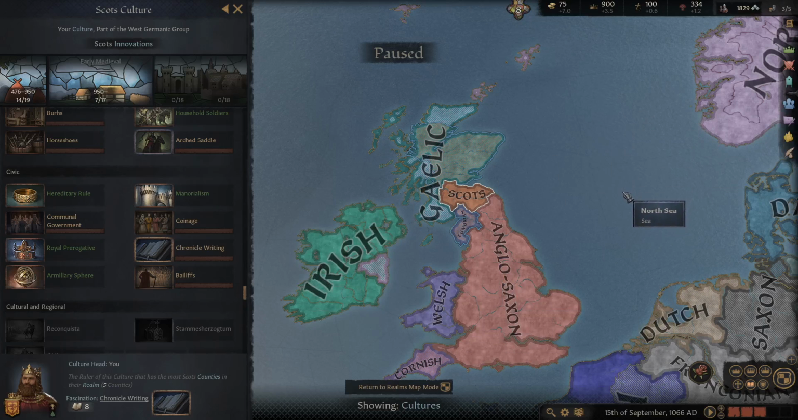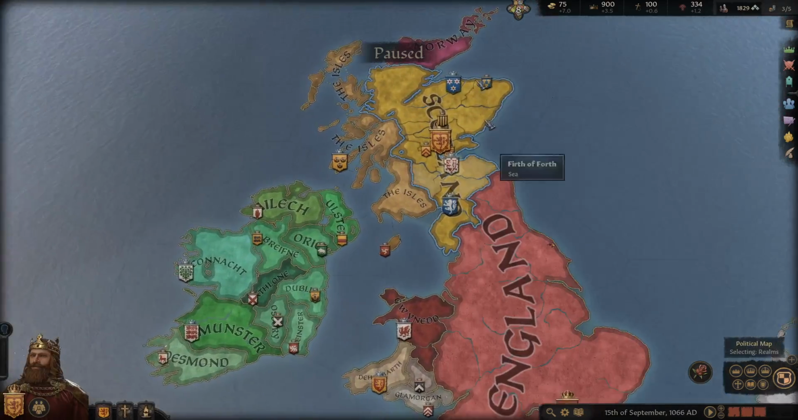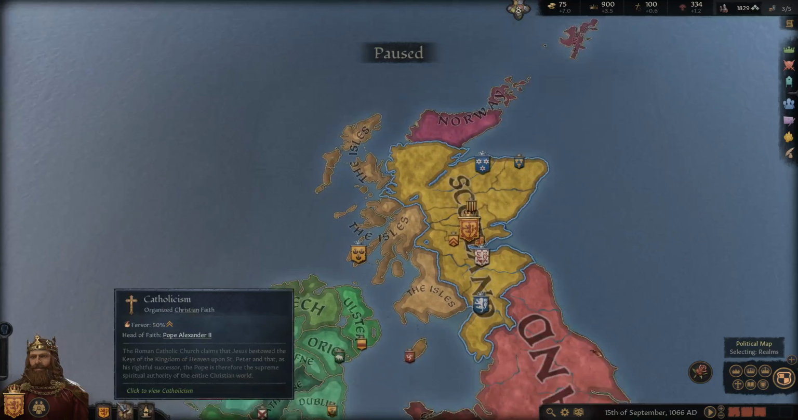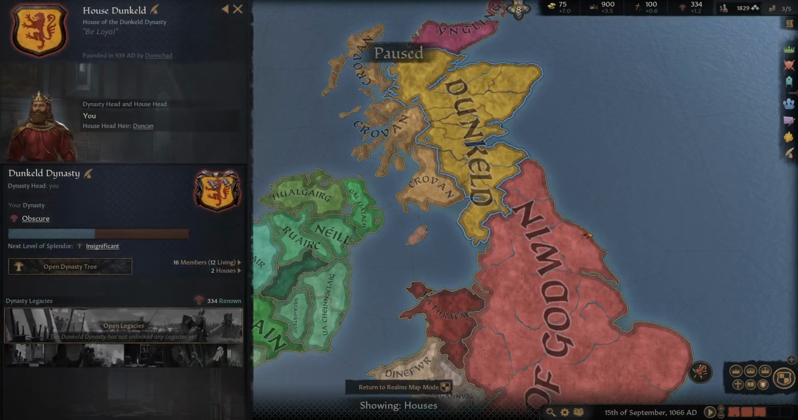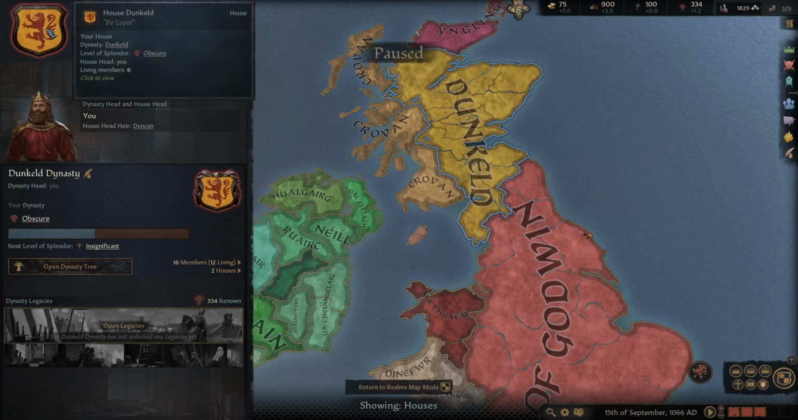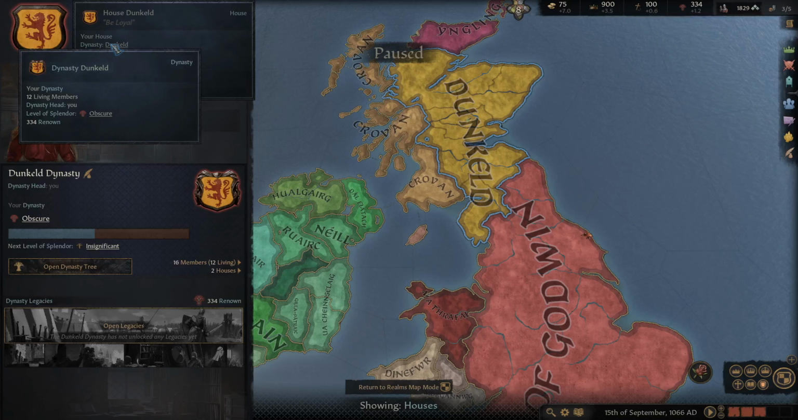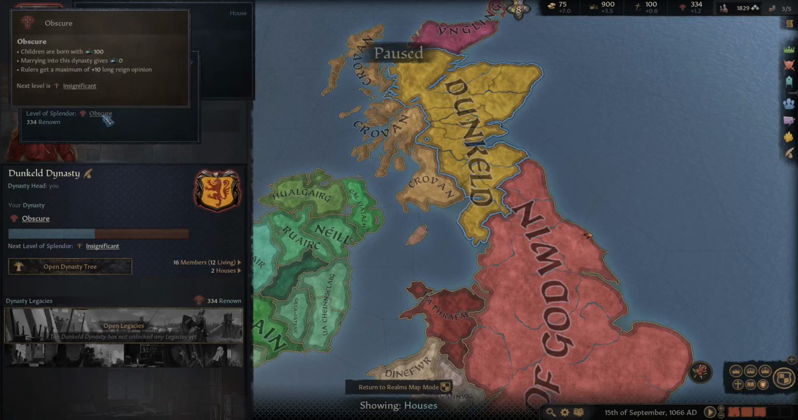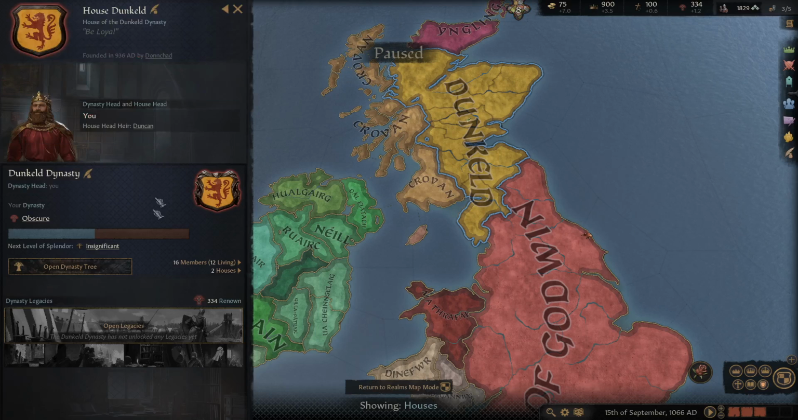Besides that, we'll see that play out a little bit after the turn of the century, so not too much attention needs to be paid to that here. And then here's my house, House Dunkeld, be loyal. I don't remember if there was a way to edit the house words. I don't think there was. We currently have just an obscure level of splendor. We might try to get that up, but I don't think we're going to max it out. If it happens, it happens. It's not a big deal.